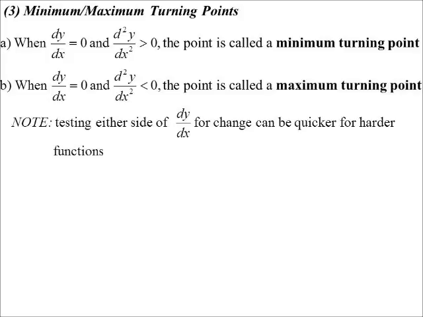If the second derivative is hard to find, then don't use it. Just look at the first derivative. What's happening either side of that stationary point? Is it going positive, negative, or negative, positive? That can save time if it is a difficult one to find the second derivative.